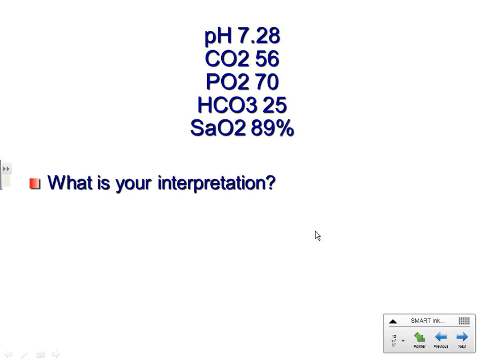So what do you think your interpretation is? What's the pH telling you? We're acidosis. What's the CO2 telling you? It's high, so it's probably respiratory acidosis, right? Now you can look at the PO2, that kind of confirms that we got a respiratory problem. And you can look at the bicarb, which is normal, so the patient's not compensating. And the O2 sat is not looking too good.